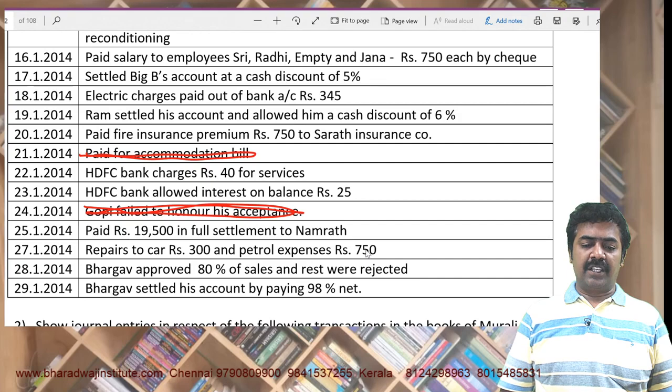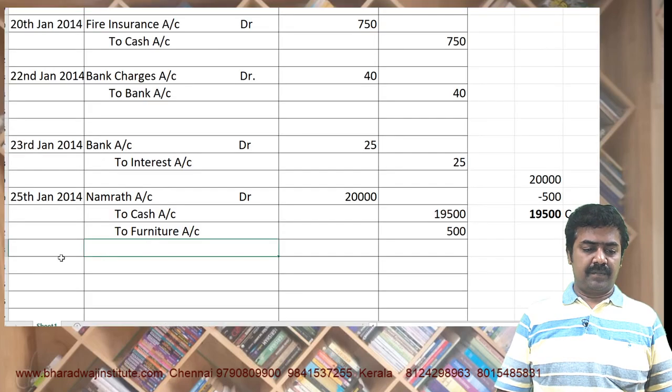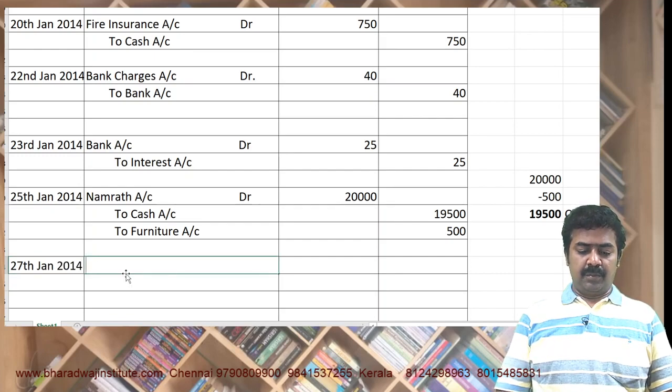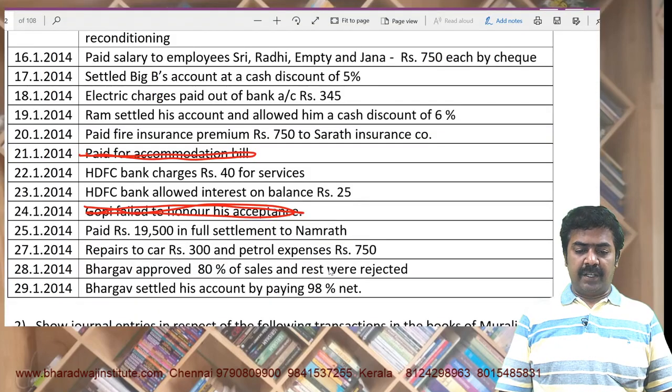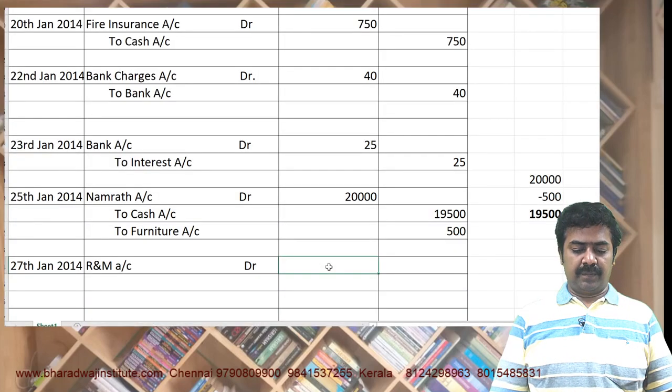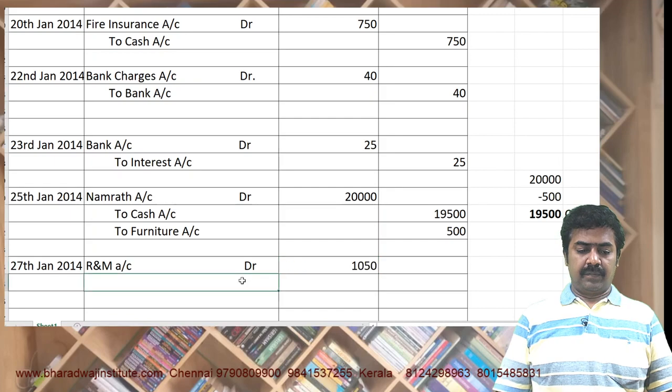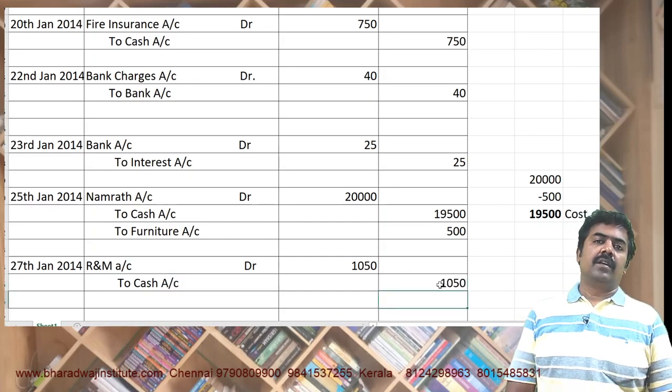Repairs to car and petrol expenses. You can put repairs and maintenance account debtor, or repairs and maintenance car account debtor, like that. You can combine it. How much is paid in total? 1,050 to cash. Okay.